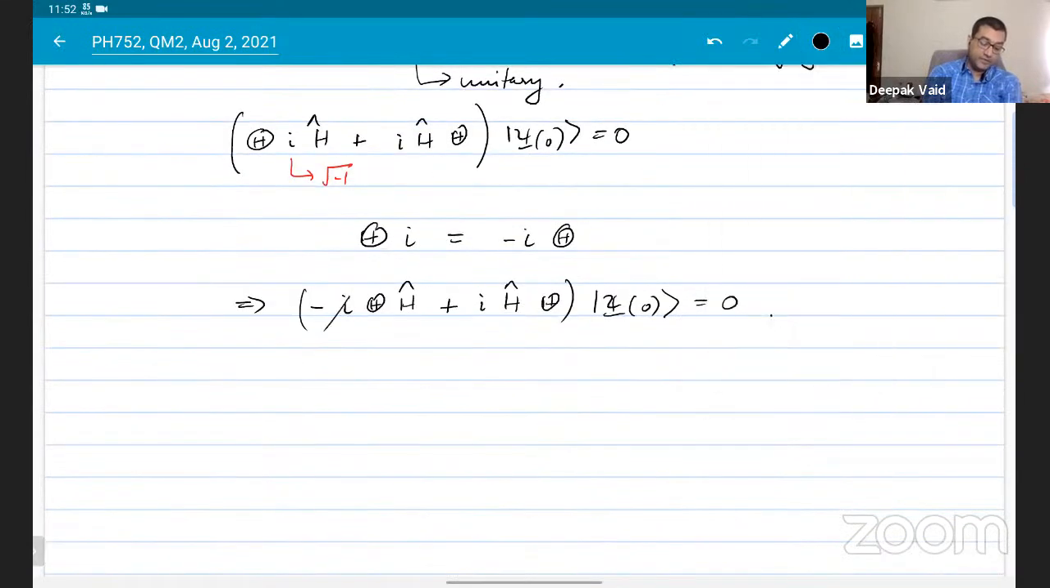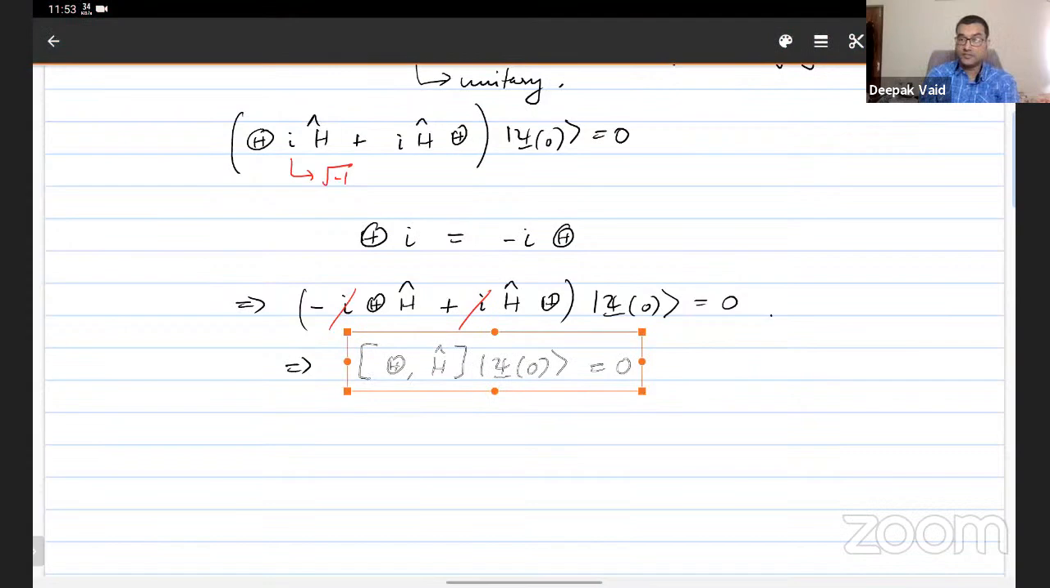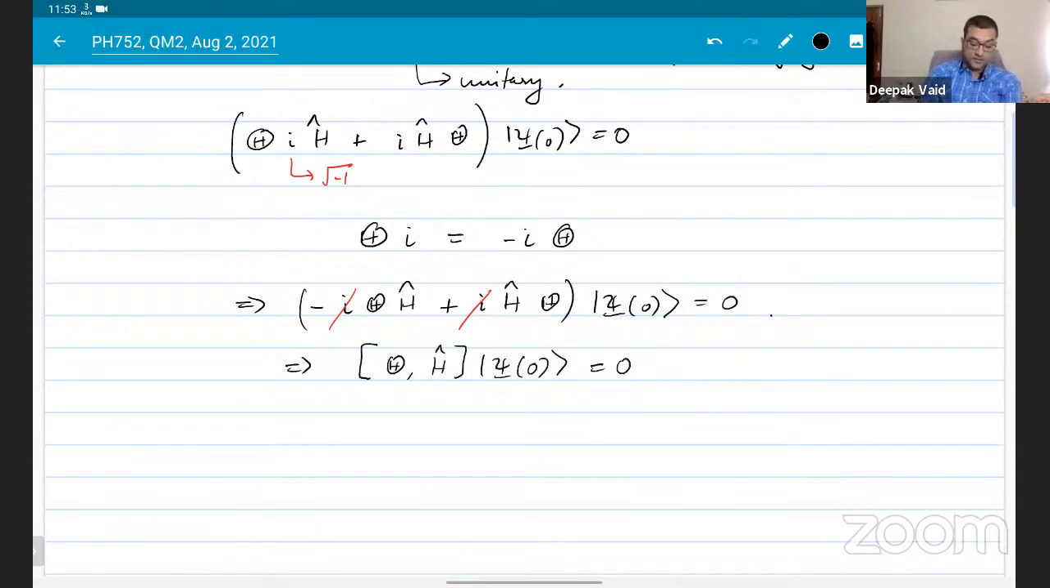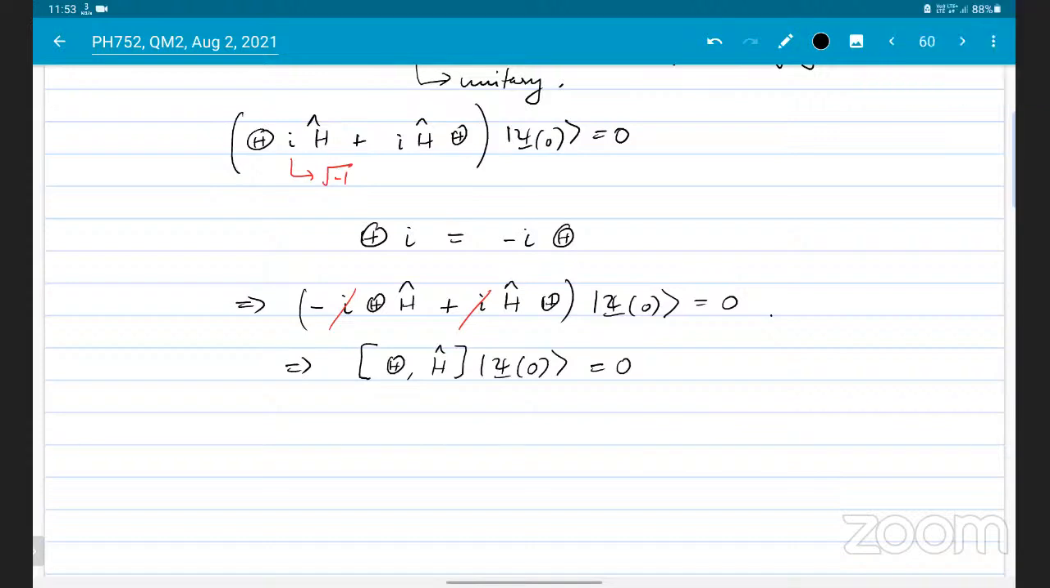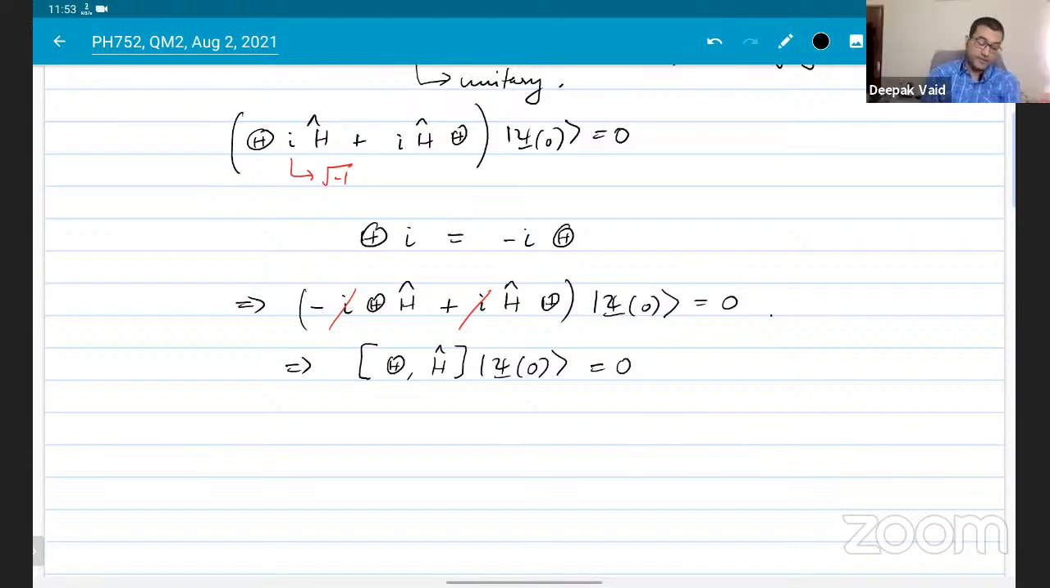Now you can cancel the i's because all of the i's are on one side. And you get that the commutator of theta with h acting on psi naught is equal to 0. And this is good. We are happy to get this. Why? Remember, when an operator commutes with the Hamiltonian, what can we say about that operator? Remember, anybody? Symmetry. All right, so that operator is a symmetry of the system. So here, this operator is a symmetry of this Hamiltonian.